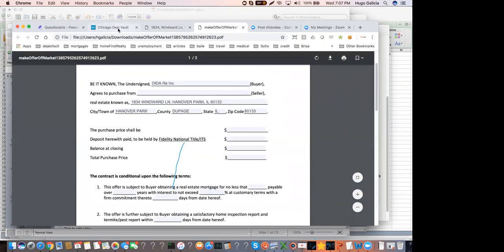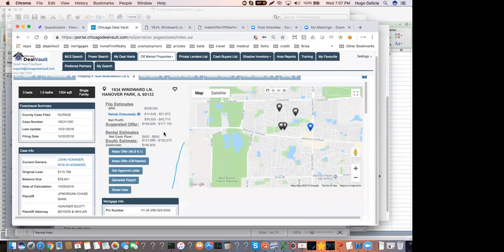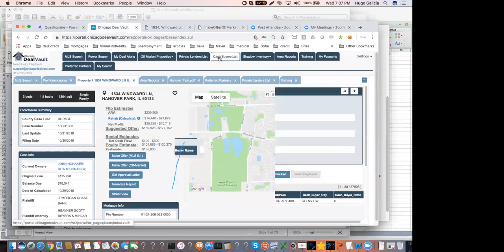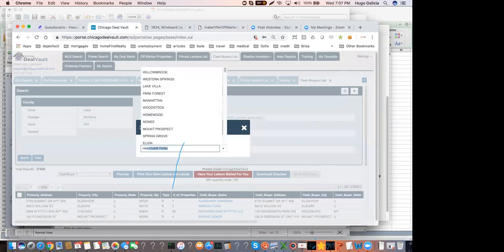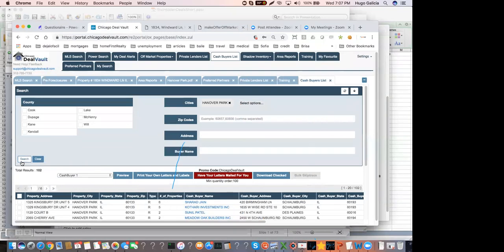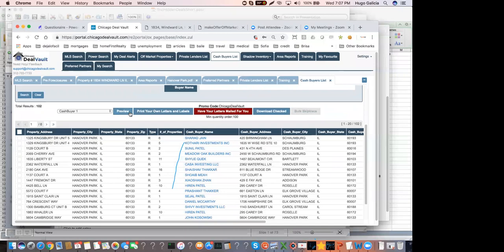Well, guess what? I can turn around and reassign the contract to a cash buyer, and then for a fee. So to do that, we give you the cash buyers. Let me show you how we do that. On their cash buyers, we can just find all the cash buyers in Hanover Park, because these are people that are used to paying retail prices cash. So this is something very important to distinguish, friends. So we found 102 cash buyers in Hanover Park right here. These are the properties they bought cash. These are the cash buyers.